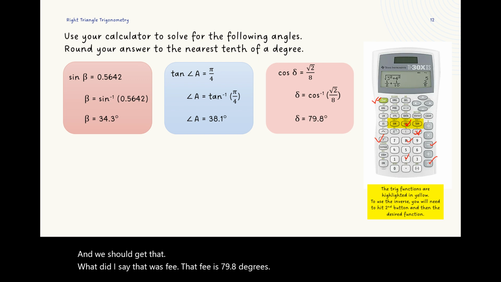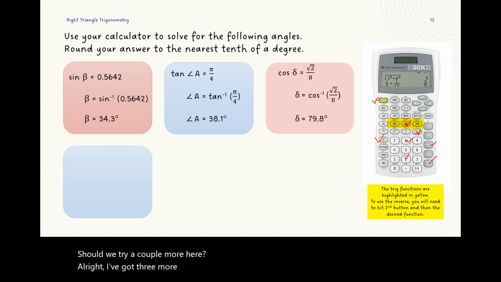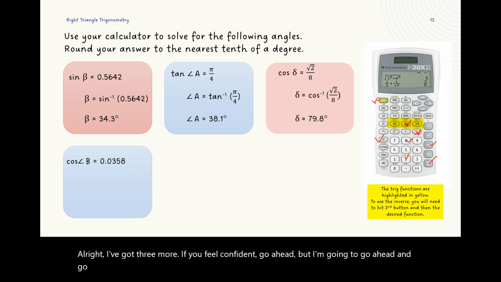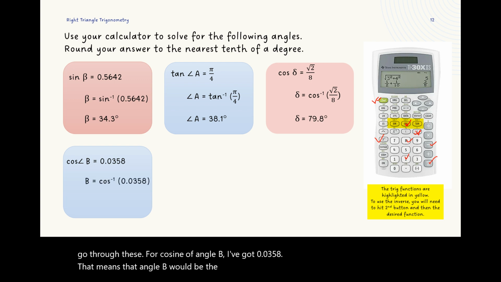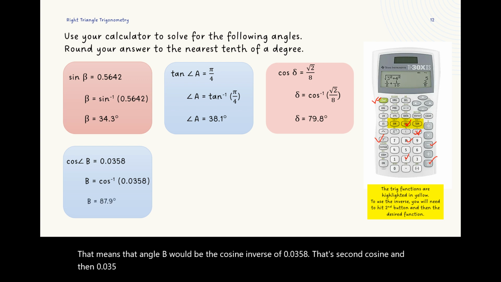Okay. Should we try a couple more here? I've got 3 more. If you feel confident, go ahead, but I'm going to go through these. For cosine of angle B, I've got 0.0358. That means angle B would be the cosine inverse of 0.0358. That's second cosine, and then 0.0358, which gives us an angle of 87.9 degrees.